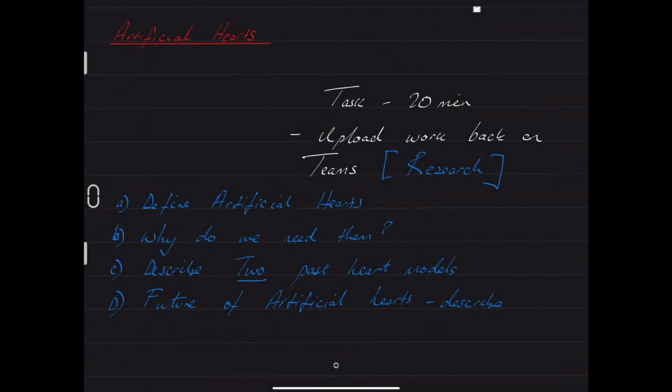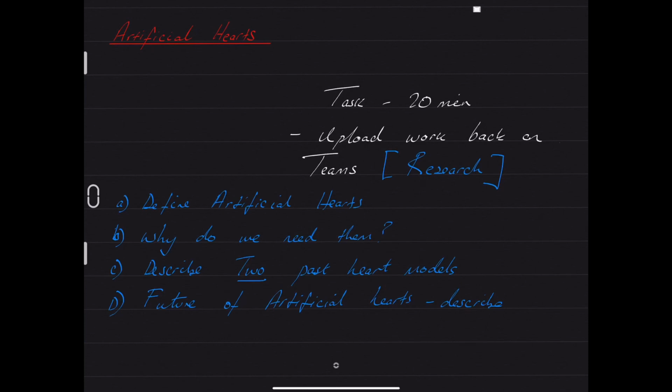Now we're going to look at artificial hearts. But what we're going to do now is a research task. I'm going to give you 20 minutes, and again, I would like you to upload your work back on Teams. I'm not going to talk about artificial hearts. You are going to find the information and you're going to limit it to these points here.